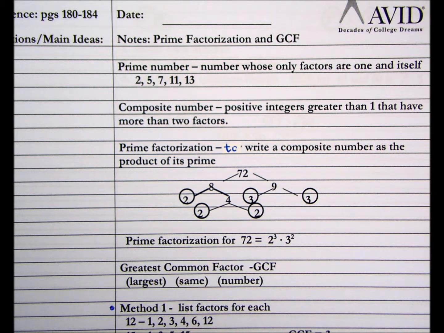You probably remember prime numbers from like 6th grade or earlier, where you learned that prime numbers were numbers whose only factors were 1 and itself. Most prime numbers are odd. Actually, the only even one is 2. And 1 is not considered a prime or a composite number. Composite numbers are positive integers greater than 1 that have more than 2 factors. In other words, more than 1 and itself. It's got to have something else.